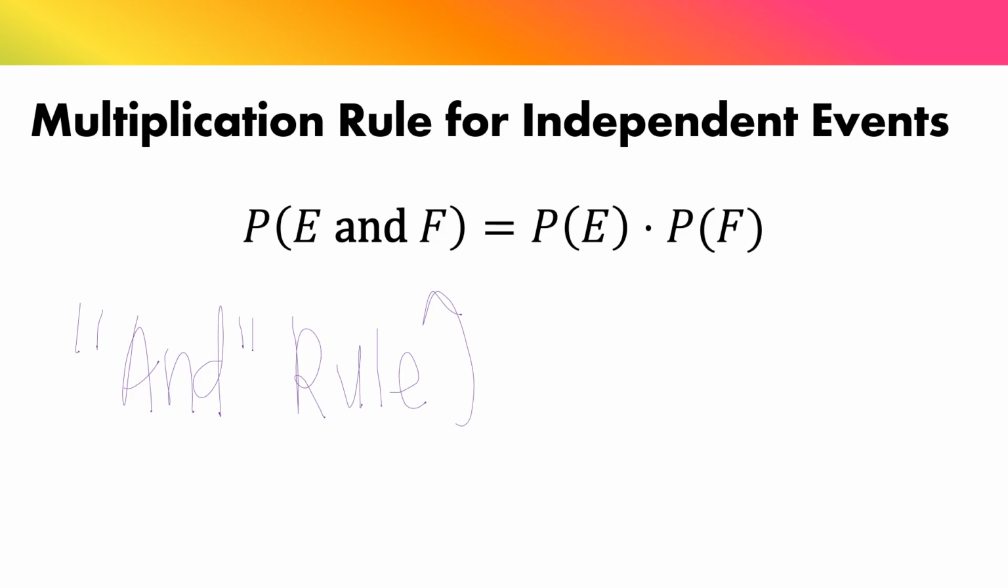All right, so here we have the multiplication rule. Let me switch over to my little laser. The multiplication rule says if you have two events that are independent, then the probability of E and F is equal to the probability of E times the probability of F. Very straightforward, very simple formula.